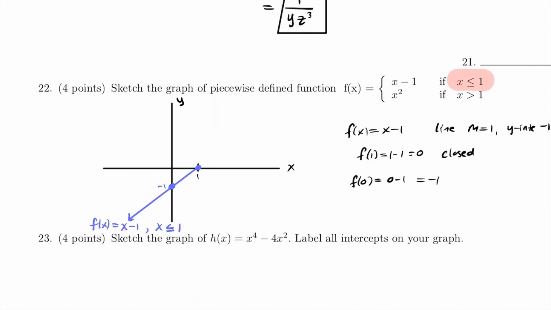For the second piece, we are going to be graphing x squared when x is greater than 1. So when you plug in 1 into x squared, you'll have f of x equals 1 squared, which is 1.